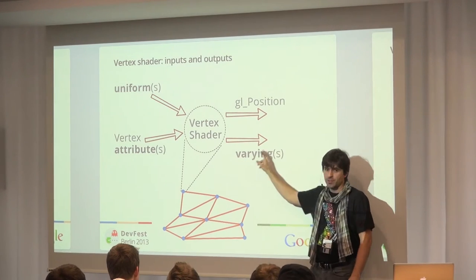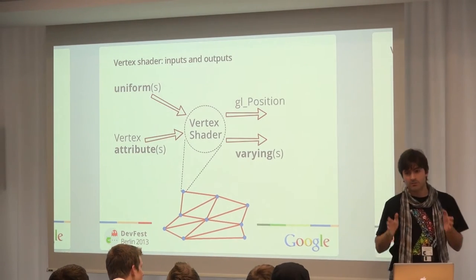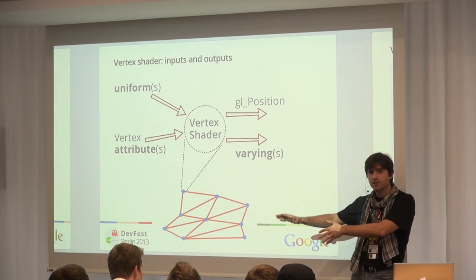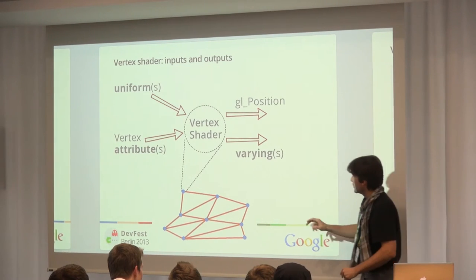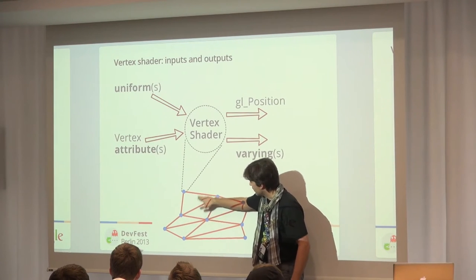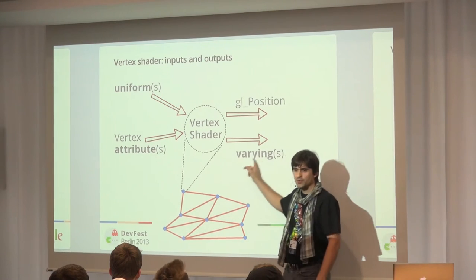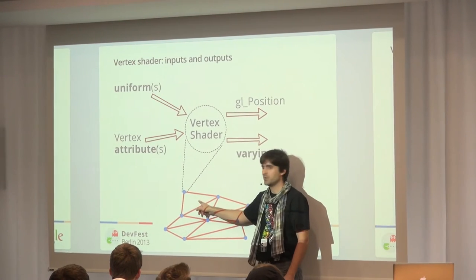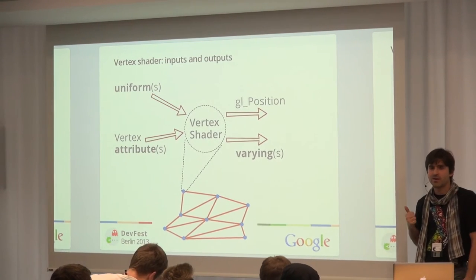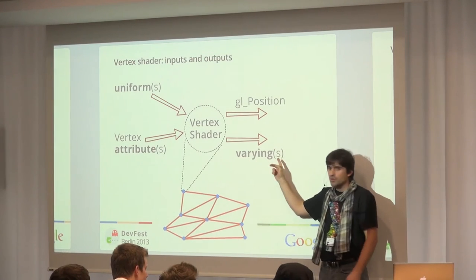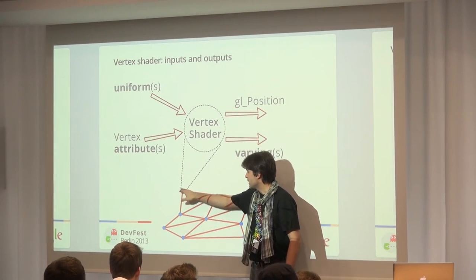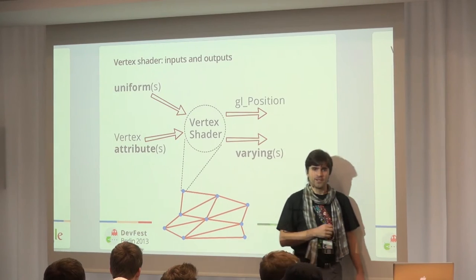There are a couple more things you can compute. Everything you declare as a varying is something that will be passed to the pixel shader. And then you also realize that the vertex shader is called here, here, and here. The pixel shader is called on all the pixels in the middle. So how do these varyings come from here, here, and here to be there? They are interpolated automatically by the graphics engine. So this you use mostly for lighting effects and so on. So you will compute the lighting on those three vertices, and in the middle it will be interpolated.